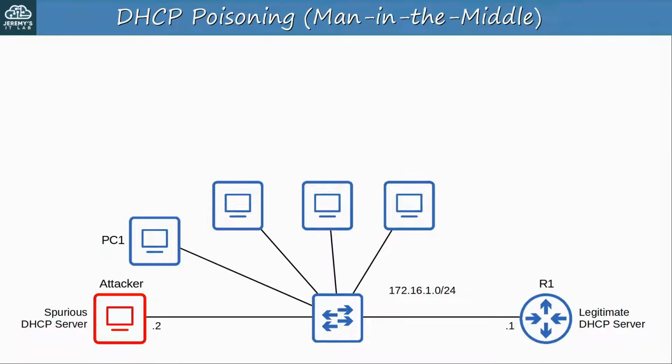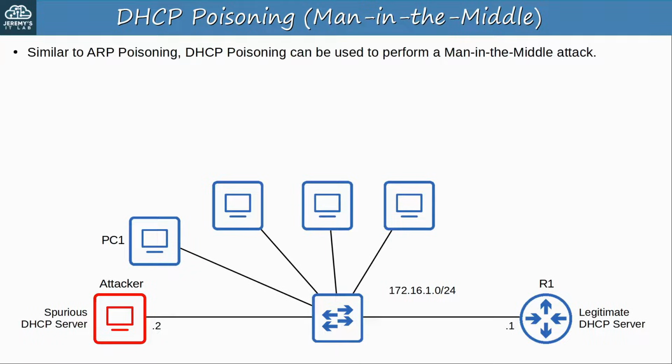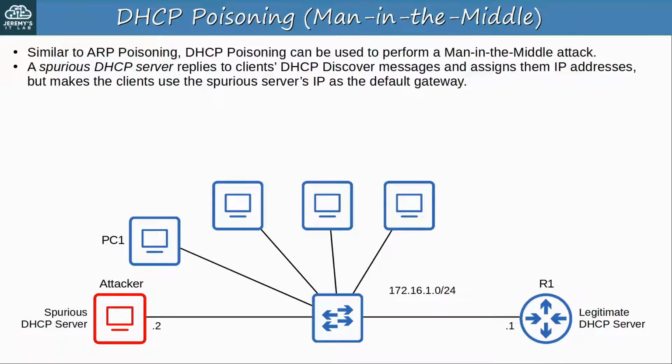And here's one more example of a DHCP-based attack. Similar to ARP poisoning, DHCP poisoning can be used to perform a man-in-the-middle attack. A spurious DHCP server, that just means an illegitimate DHCP server, replies to clients' DHCP discover messages and assigns them IP addresses. But it makes the clients use the spurious DHCP server's IP address as the default gateway.